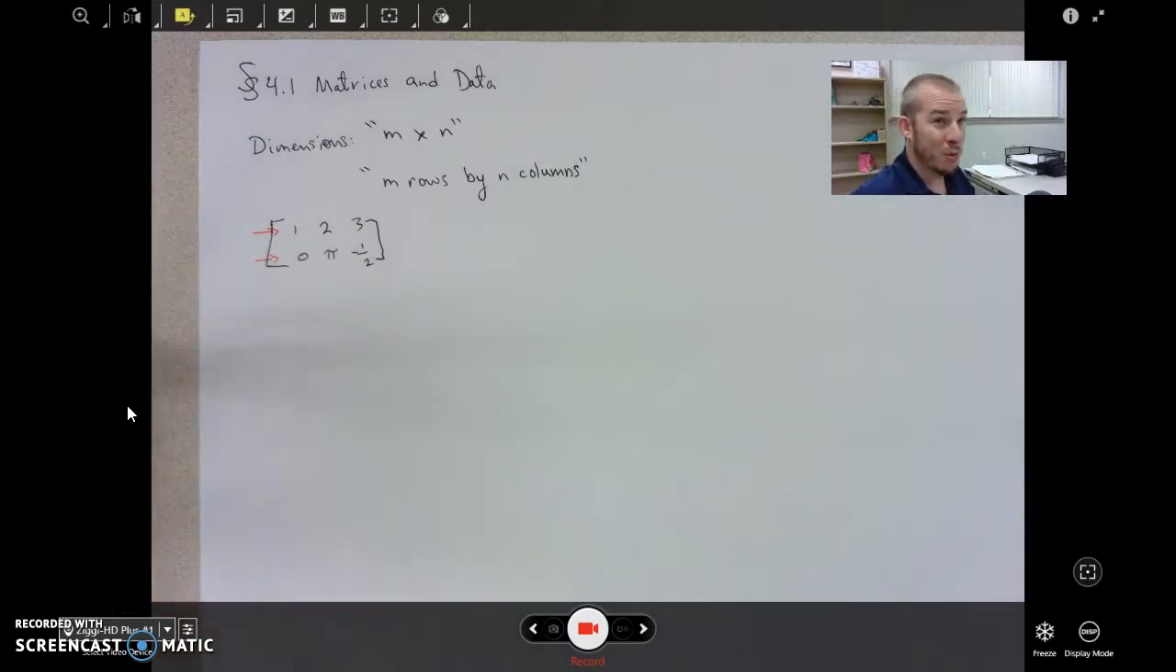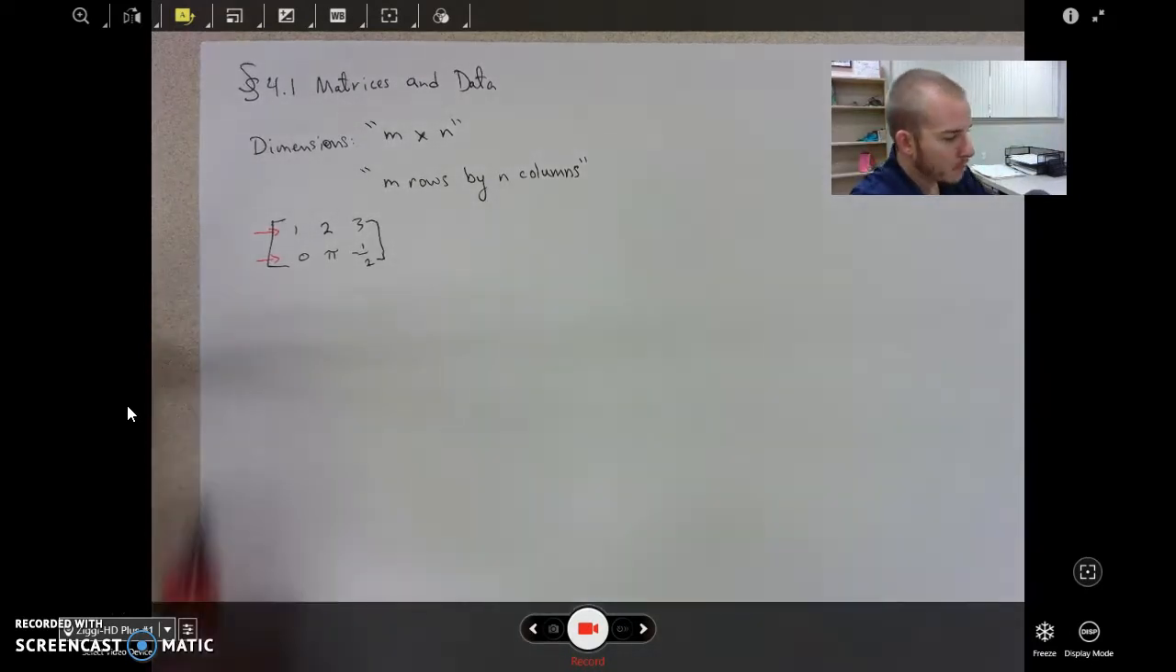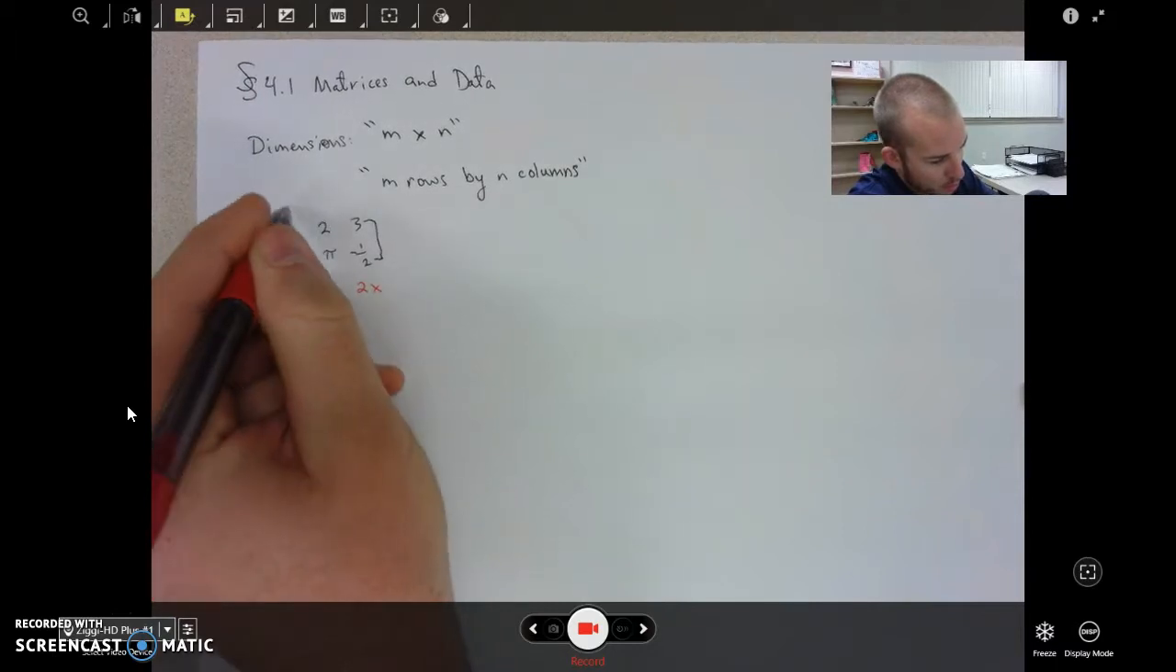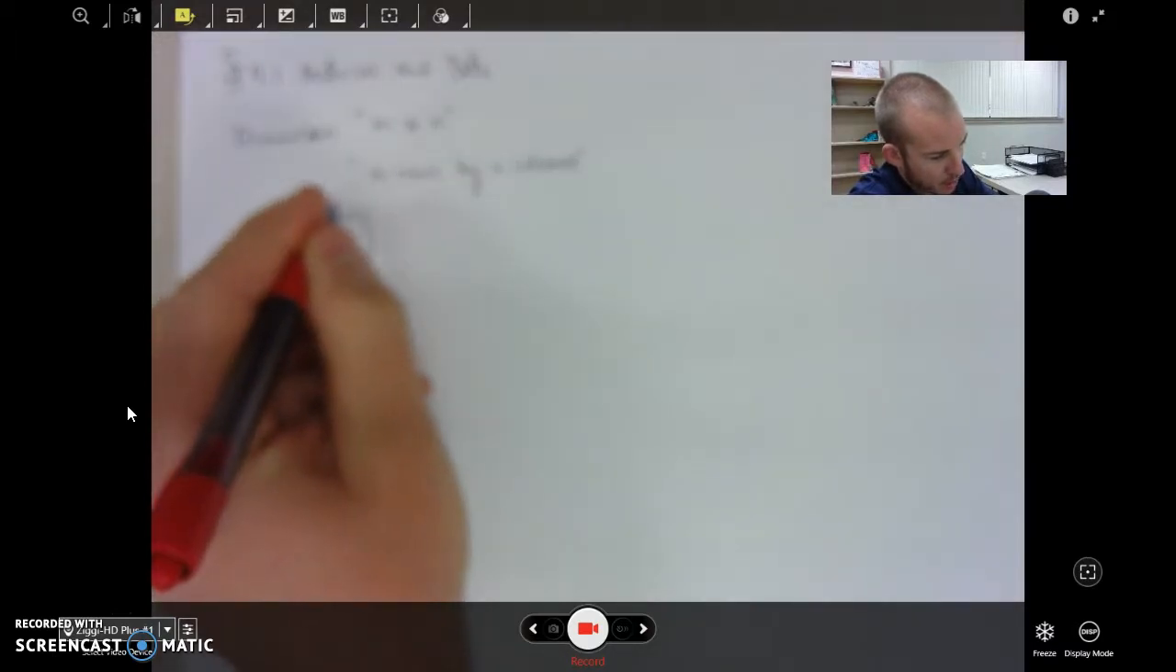Oh, by the way, if you don't know rows from columns, that's not good. But rows go this way, columns go up and down. So there are 1, 2 rows, so there are 2 by, well, how many columns are there? 1, 2, 3. So this is a 2 by 3 matrix.